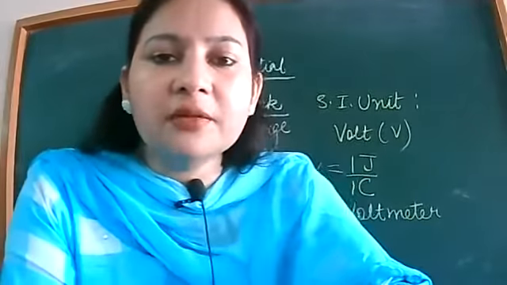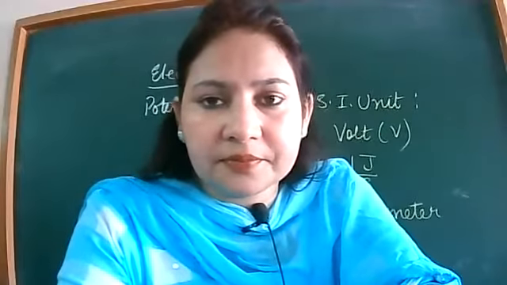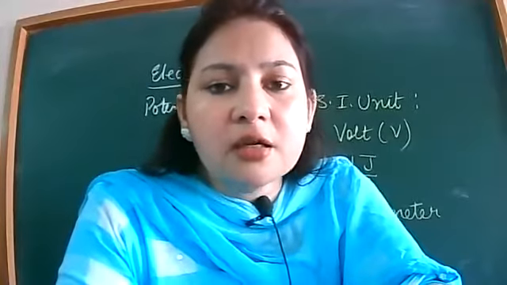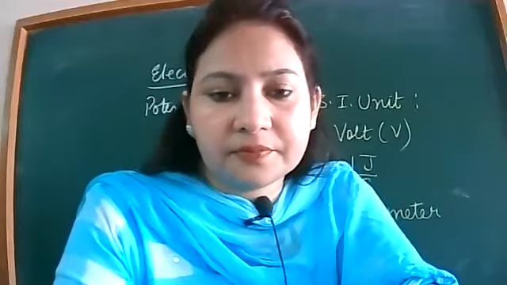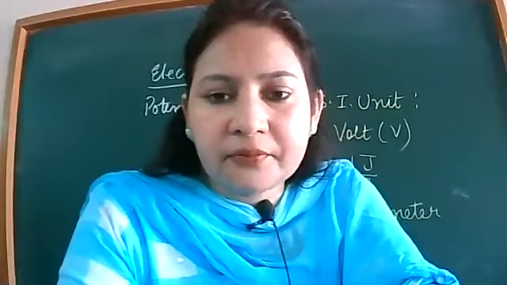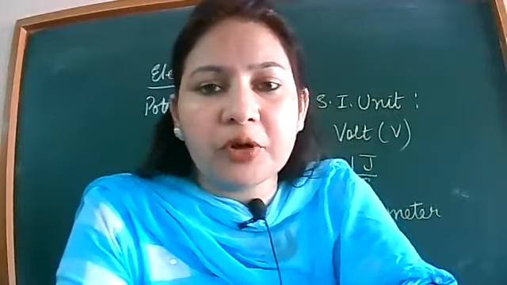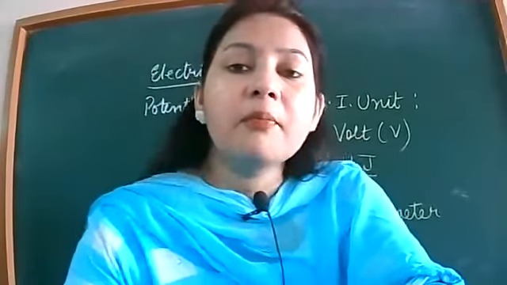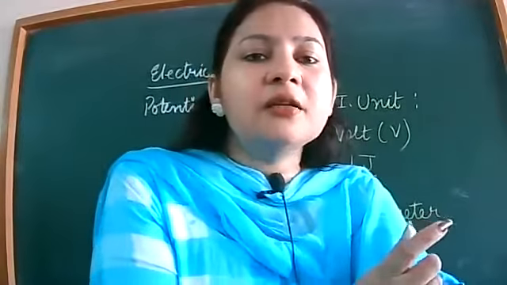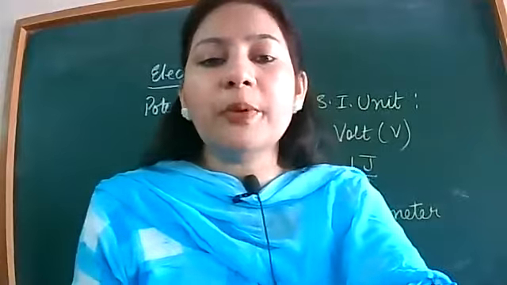Now write one question. What is the condition for current to flow in a circuit? Write it: what is the condition for current to flow in a circuit? The condition is there must be potential difference between 2 points. One point must be at a high potential, another point must be at a lower potential, then current will start from the region of high potential to the region of low potential.